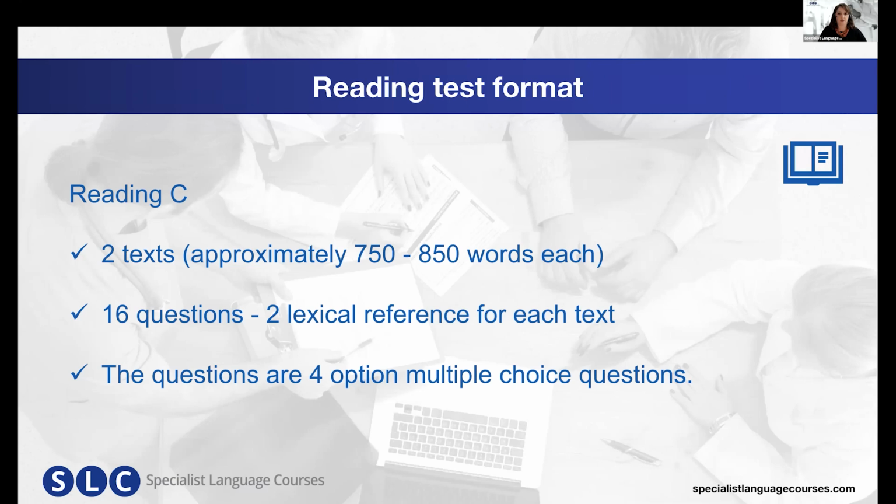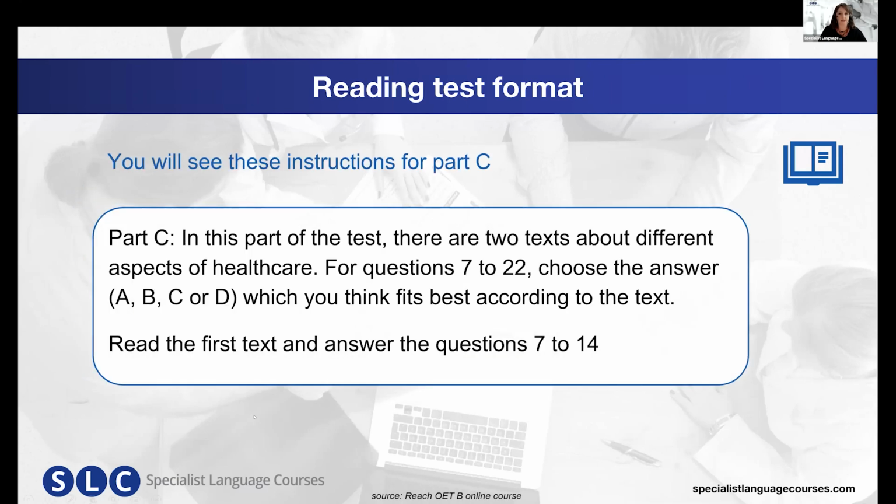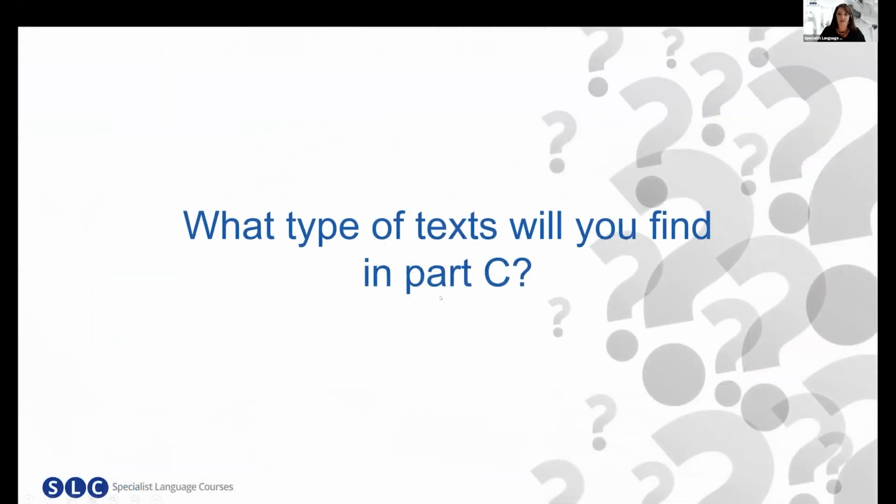When you start Reading C, you will see these instructions. So you'll see that the instructions show you how many questions there are, how you need to answer each of these questions. And we can see that as parts B and C are given to you together, questions 1 to 6 are on part B, and then 7 to 14 for the first text are on the first text in Reading C.